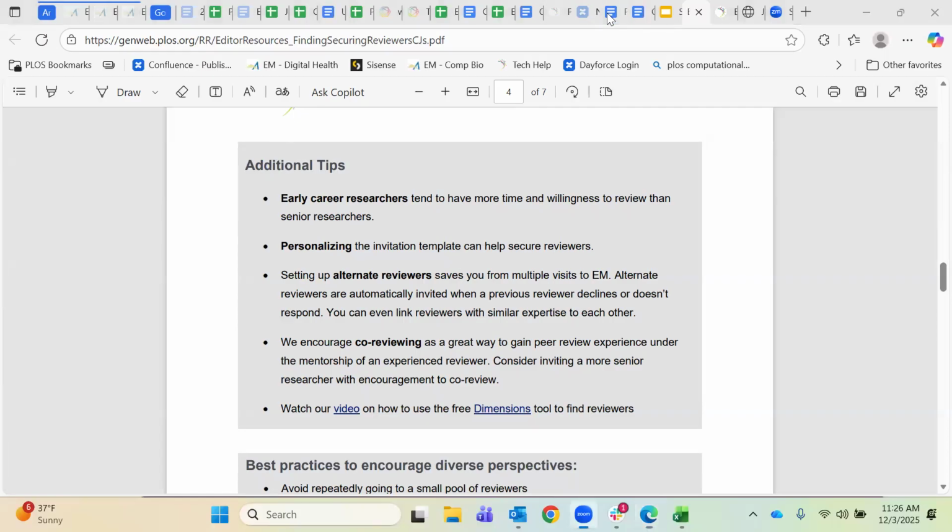And there's also a Dimensions video here where I sit awkwardly and show off this wonderful tool, a bibliometrics tool that is a nice way to search for potential reviewers if you're stuck.